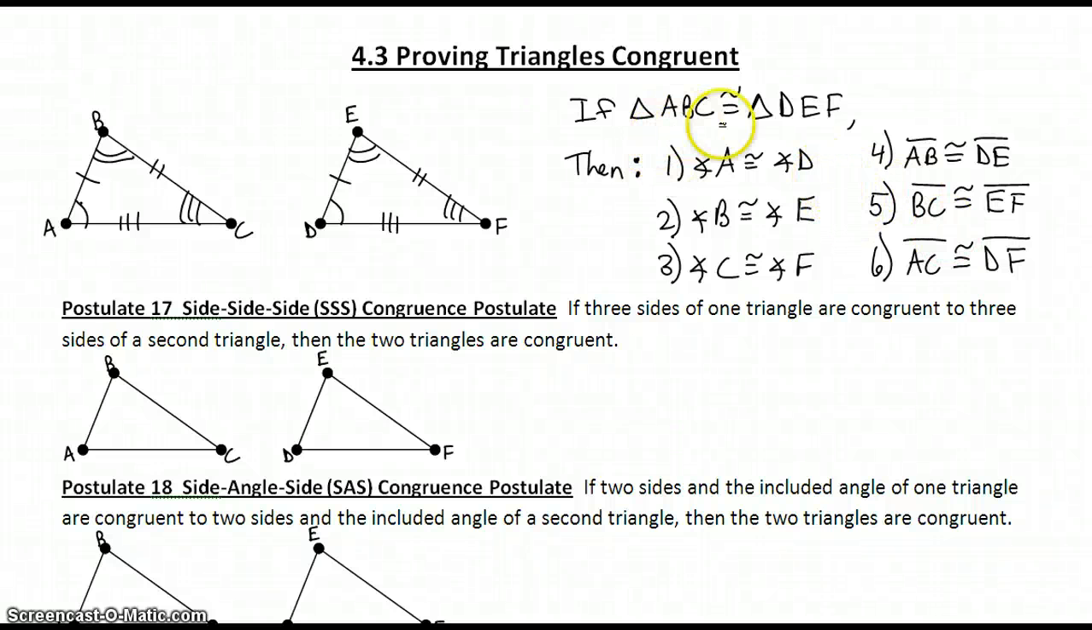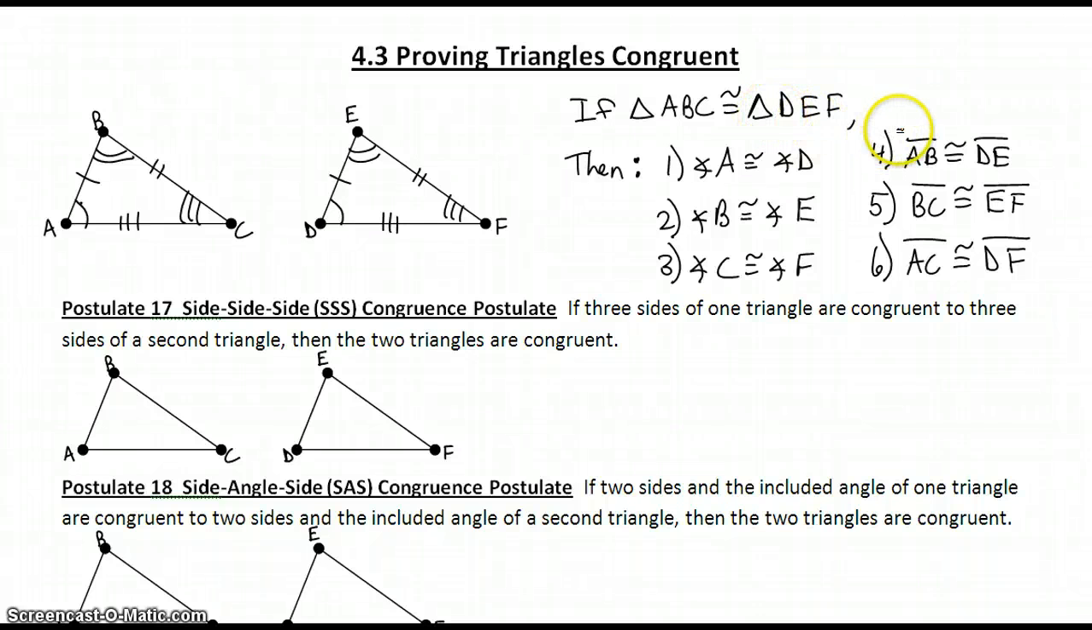If two triangles are congruent to each other, then the 6 pairs of corresponding parts are also congruent. If we need to prove two triangles congruent, we need to look at the converse of this statement. The converse of this statement starts with these 6 corresponding parts being congruent and concluding that our triangles are congruent.